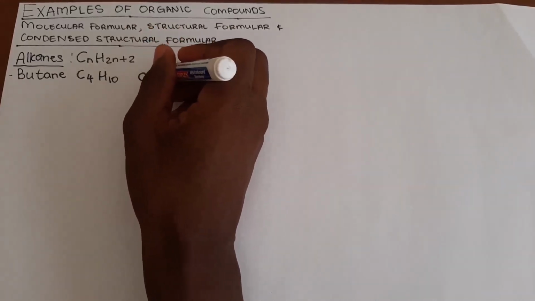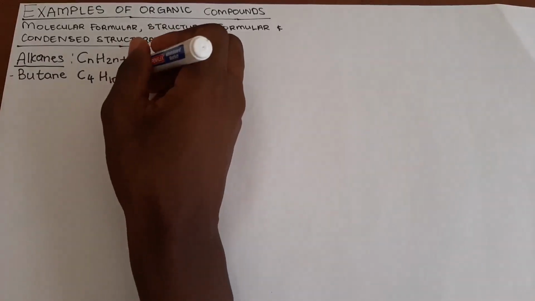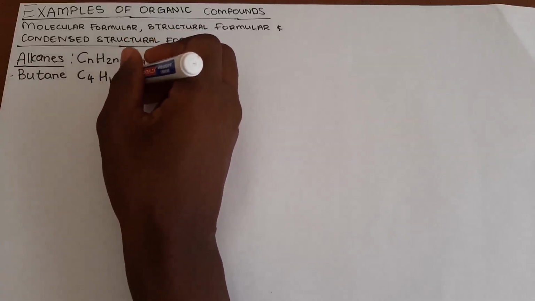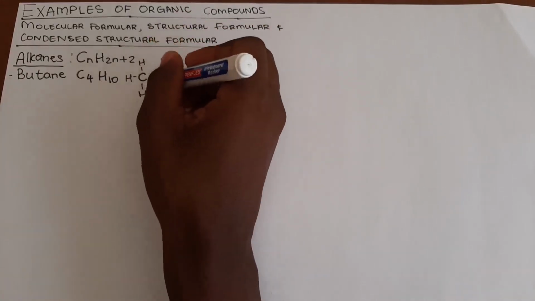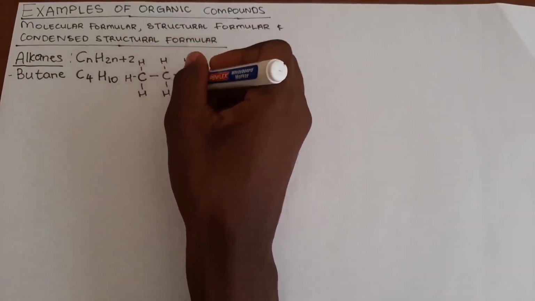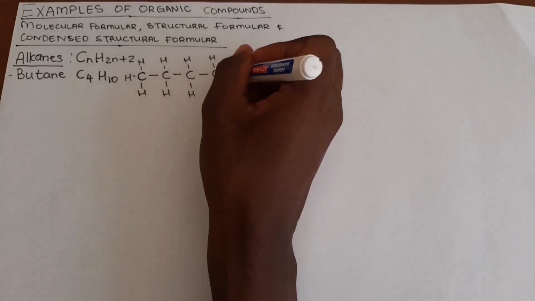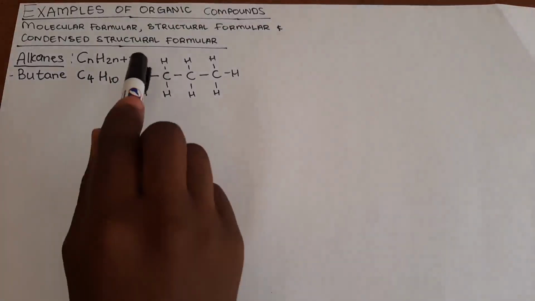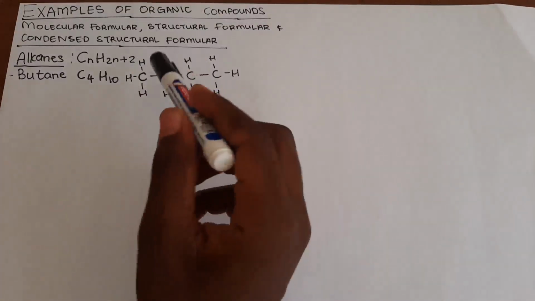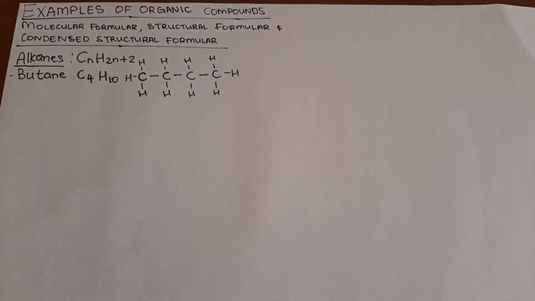Okay, you have 4 C atoms, 1, 2, 3, 4. The first has 3 hydrogen atoms, this C has 2 hydrogen atoms, the next has 2 hydrogen atoms, and the last has 3 hydrogen atoms. And that's your butane represented in terms of structural formula. Let's count the atoms. C atoms: 1, 2, 3, 4. H atoms: 1, 2, 3, 4, 5, 6, 7, 8, 9, 10. So we're done with the structural formula for butane.